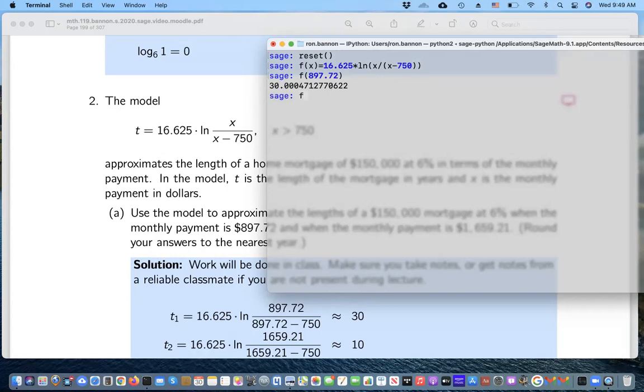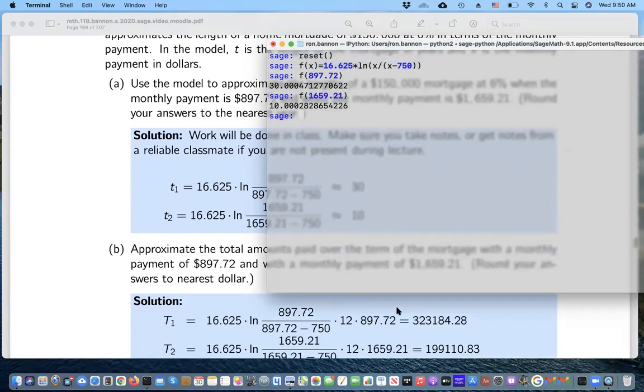Let's do the other one, f of, I guess that was $1,659.21. And that's not exactly 10 years, a little bit more than 10 years, right? So it's 10 point yada, yada, yada. And again, they're approximately equal to 10, approximately equal to 30. Let's do the next one. I'm going to do this computation over here.